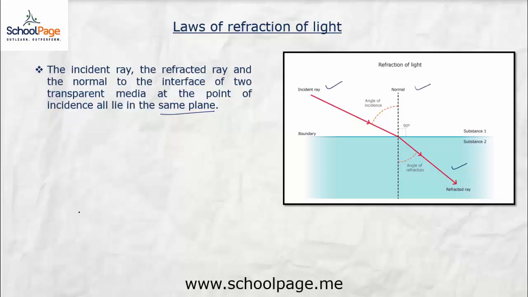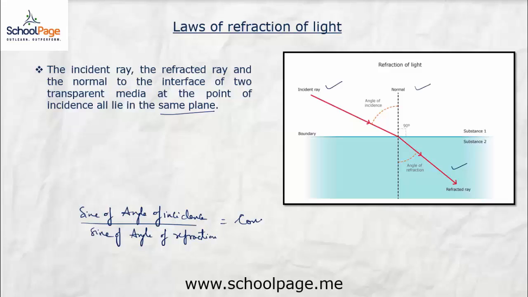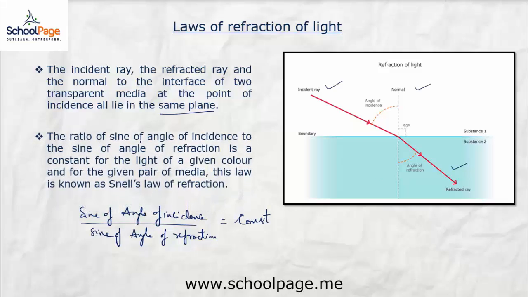According to the second law, the ratio of sine of angle of incidence to the sine of angle of refraction is equal to a constant. So this is the second law. The ratio of sine of angle of incidence to the sine of angle of refraction is a constant for the light of a given color and for the given pair of media. This law is known as Snell's law of refraction.